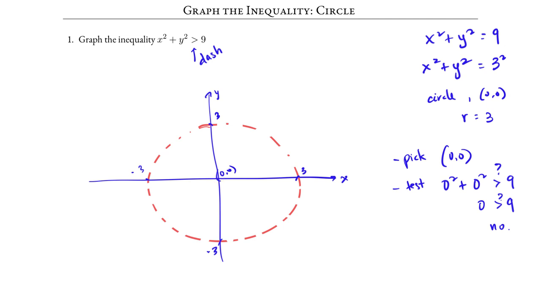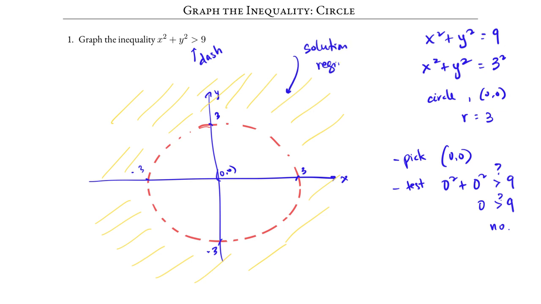What this means is that the points inside of the circle are not the solution. Therefore, we would need to shade everything that is outside of the circle. And this is the solution region for the inequality x squared plus y squared greater than 9. And we indicate that this is the solution region. We're done with the graph of the inequality.